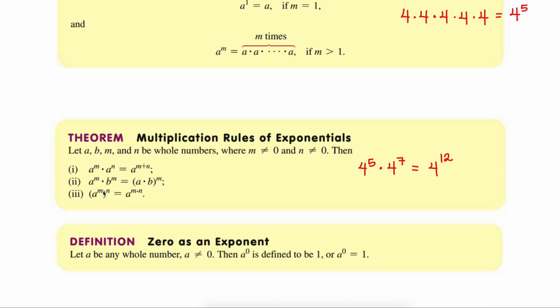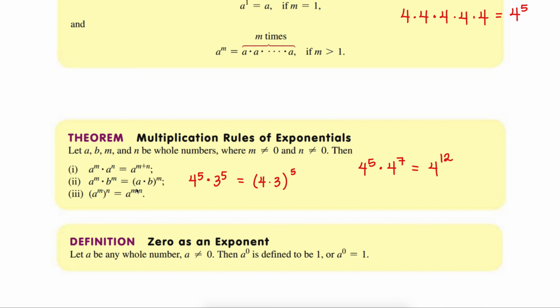The next one happens when our bases are different, but the exponent or the power is the same. So the second one, if you had, let's say, 4 to the 5th power times 3 to the 5th power, this is the same thing as 4 times 3 to the 5th power.